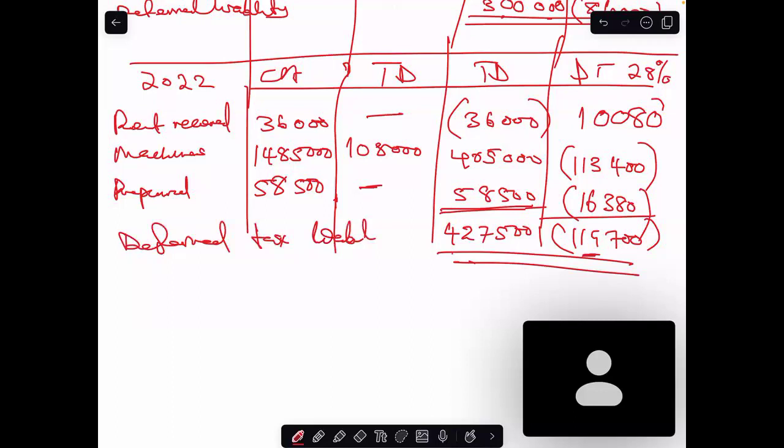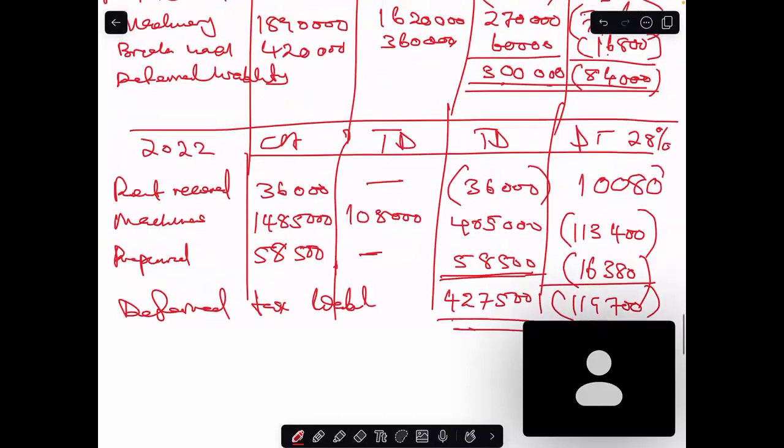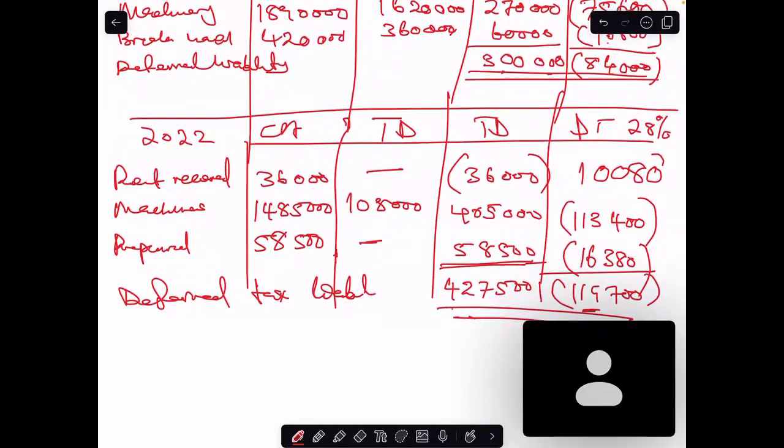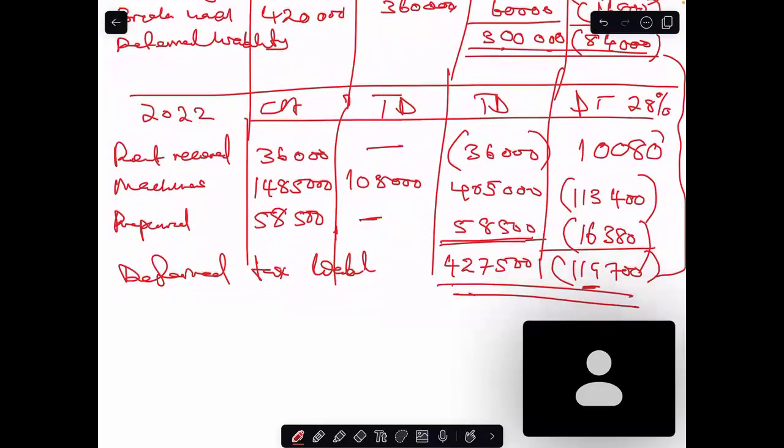Deferred tax liability. So your deferred tax for the year is going to be a movement from this to this, from 2021 deferred tax to 2022 deferred tax. That's the deferred tax for the year. So we can simply say deferred tax for the year, it's how much?